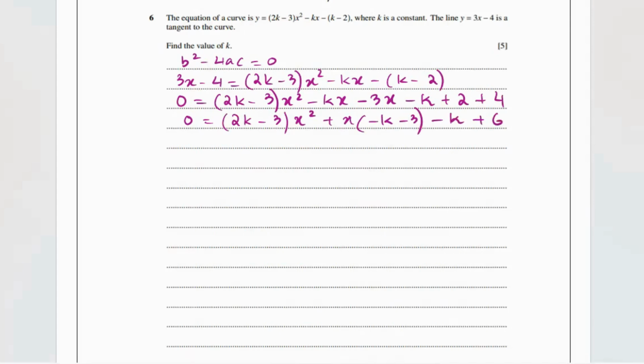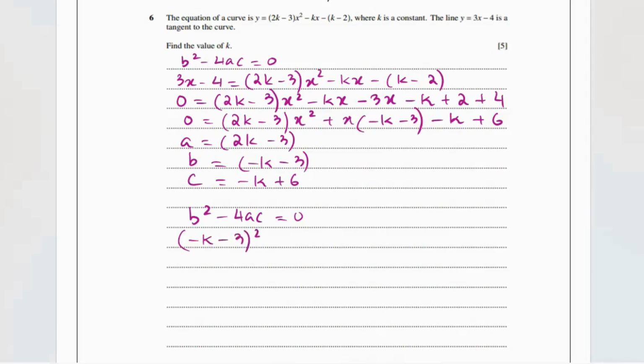That's plus 6. A is going to be 2k minus 3. B is going to be negative k minus 3. And C is going to be negative k plus 6. So b squared minus 4ac equals 0. So that's (negative k minus 3) squared minus 4 times (2k minus 3) times (negative k plus 6) is equal to 0.